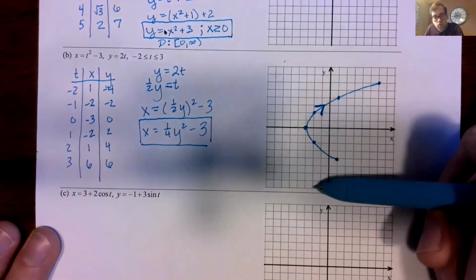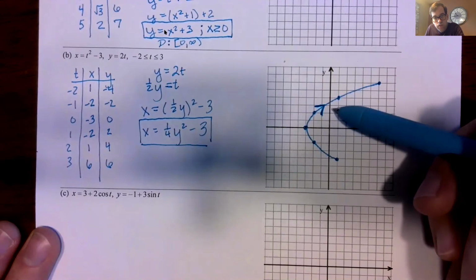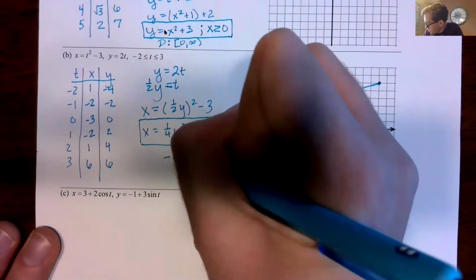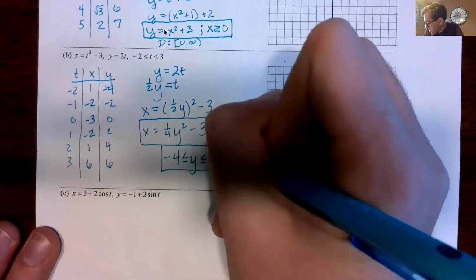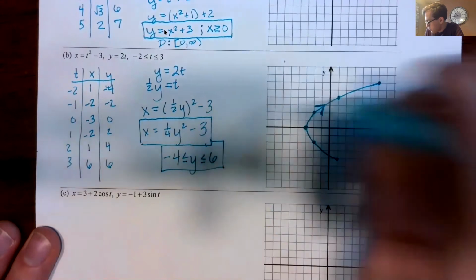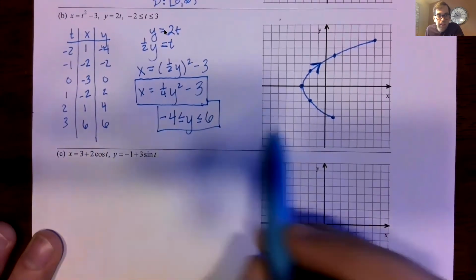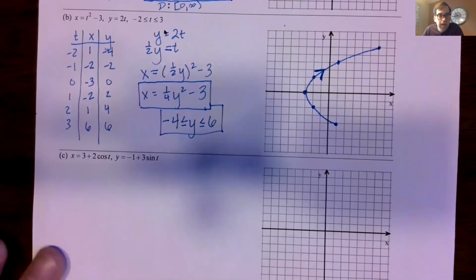So if we think in terms of the y-axis, we're going to go from -4 to 6, like this. So that's the limitations. This time we're putting limitations on the range, but it still works, okay?